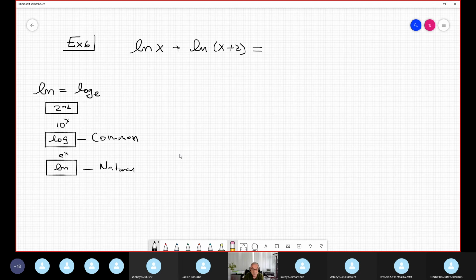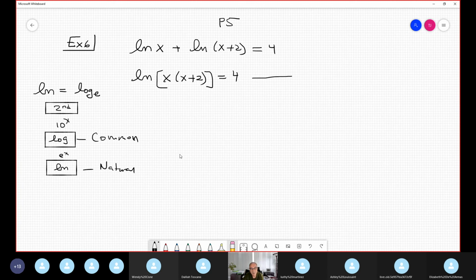Well, this is natural. Okay, but I don't care. I condense this and this using the property number 5 one more time. And you condense in only one, which is natural logarithm of the multiplication x times x plus 2 inside the argument equal 4.